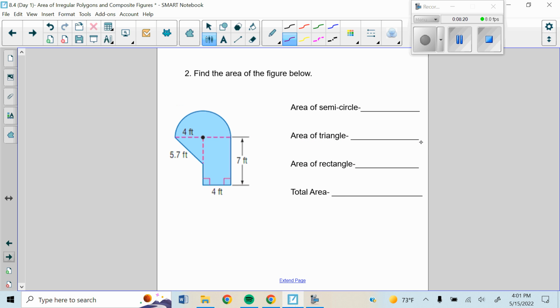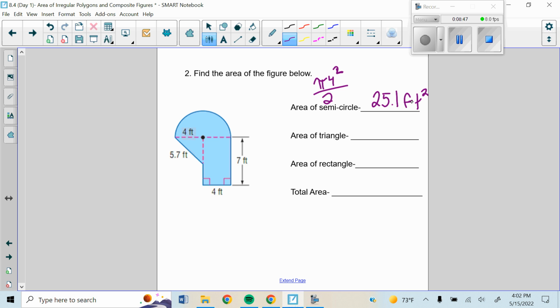All right, let's look at the next one here. It says to break it down into a semicircle, a triangle, and a rectangle, and that's kind of already done for us here. So the semicircle, they give me my radius, so I can go right ahead and do pi times my radius squared, and I'm going to divide that by 2. So we get 25.1 feet squared.